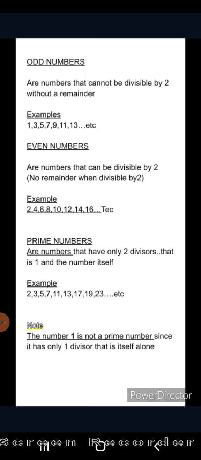We have also prime numbers. These are numbers that have only 2 divisors, that is 1 and the number itself. And you should note that 1 is not a prime number, simply because it has only 1 divisor, that is 1, the number itself.